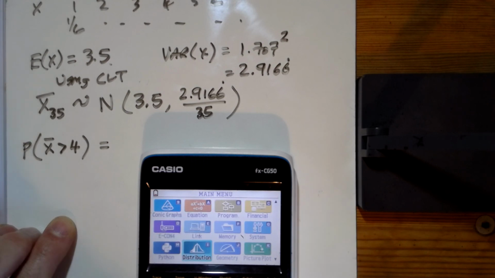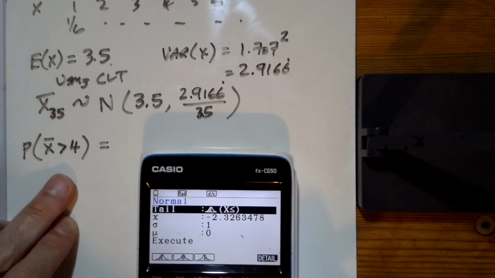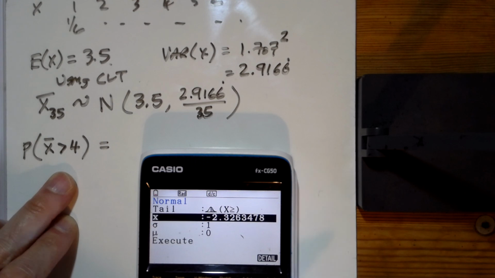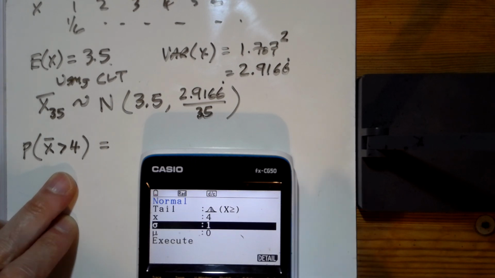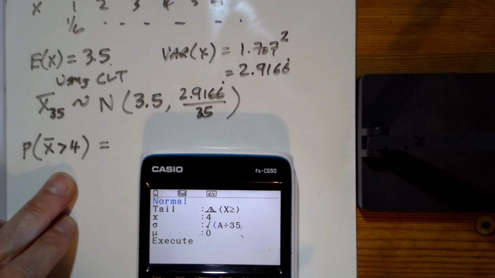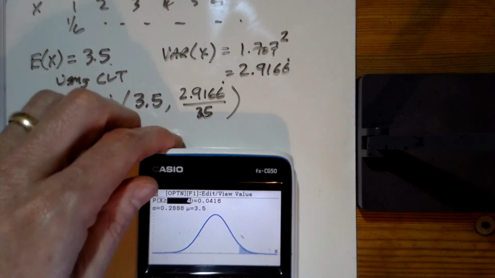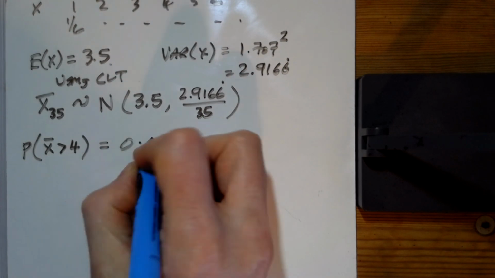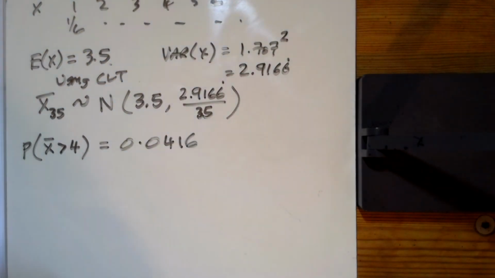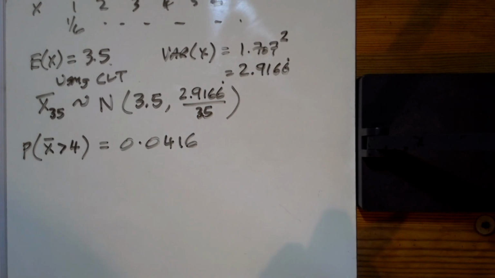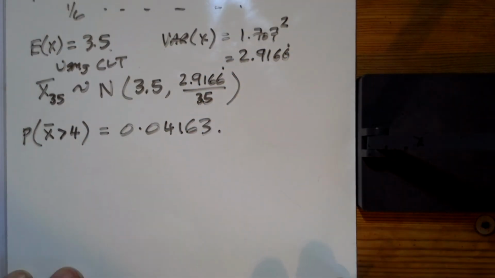Menu, distributions, normal distribution. We want more than 4 with a standard deviation of the square root of that thing we just put in there, divided by 35, because there's 35 of them, and we have a mean of 3.5. That gives us that tiny bit down the end there, 0.0416. Just looking at it, it's 4163, so we're fine with that.